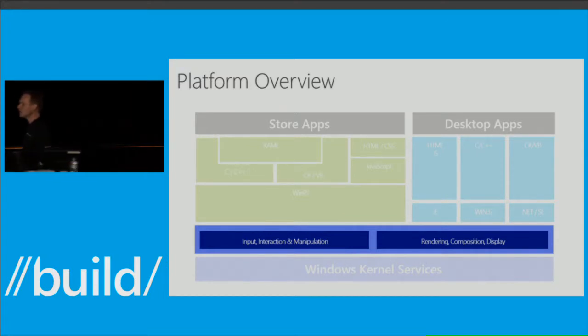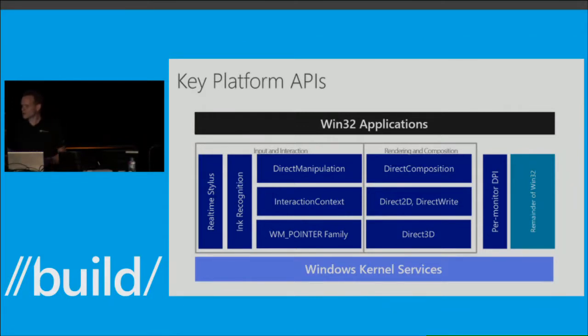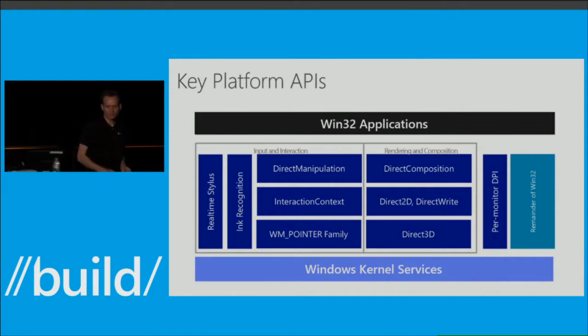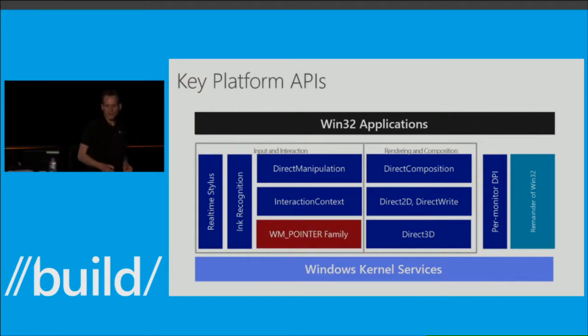So if we go in and look in a little more detail, I'm going to start and work left to right here, and we'll start by talking on the input and interaction side. So the fundamental of input and interaction for desktop applications is the WM Pointer family of APIs. And this provides access to raw input messages such as mouse clicks or touch contacts. And one of the advances that we've made here is the unification of the different modalities of input at the API level. So if you program to WM Pointer, you're actually going to be handling mouse, touch, and pen with the same code path in your application.